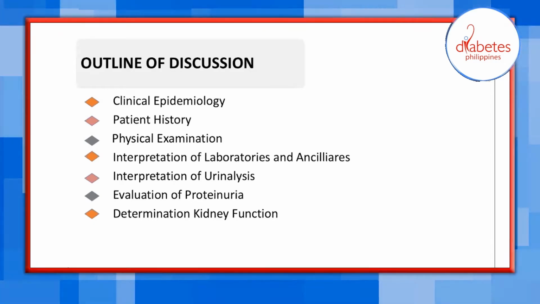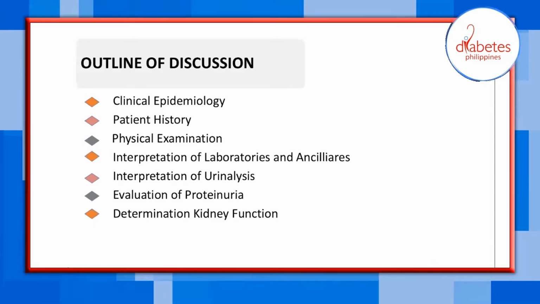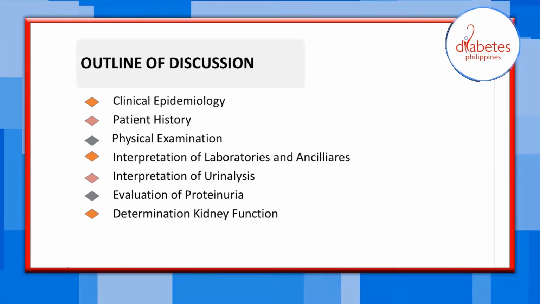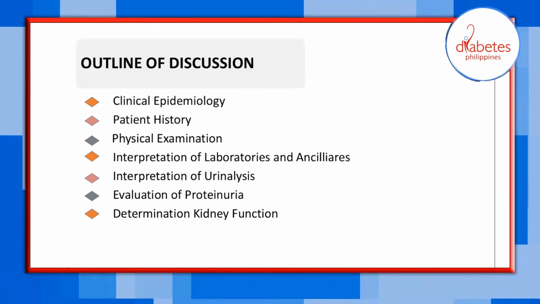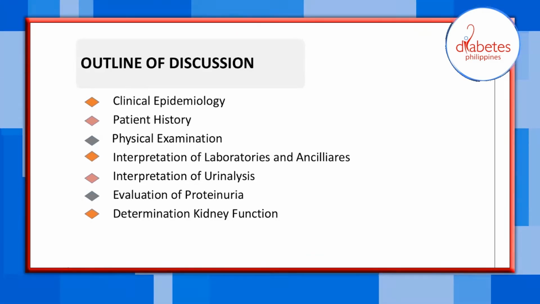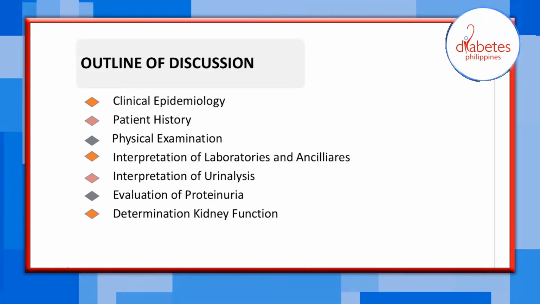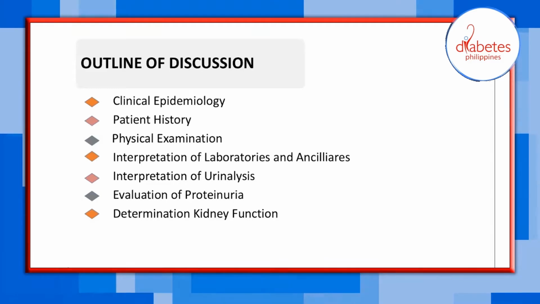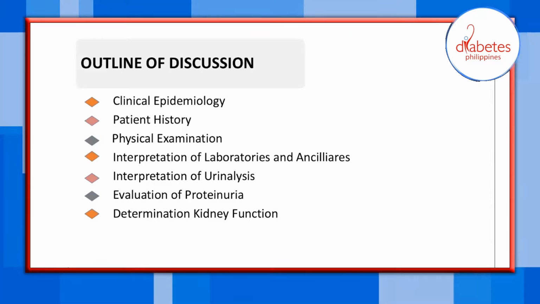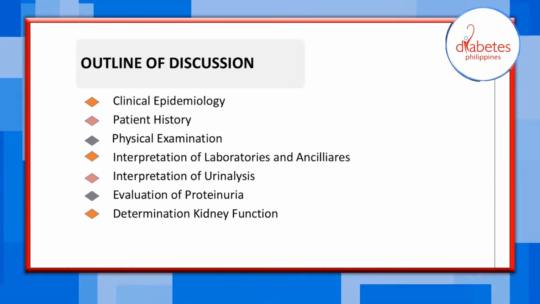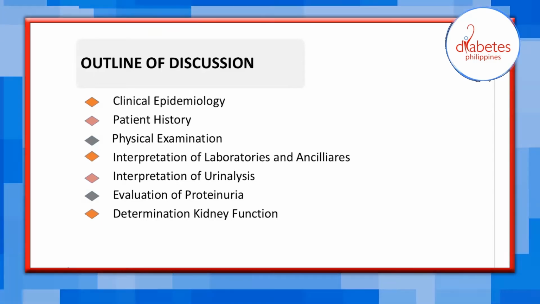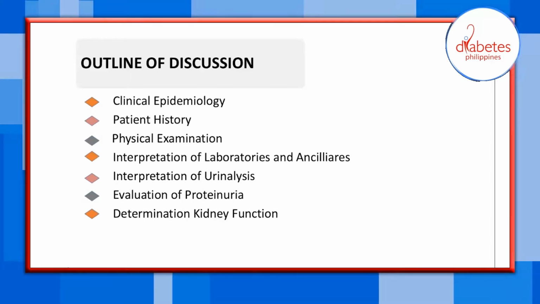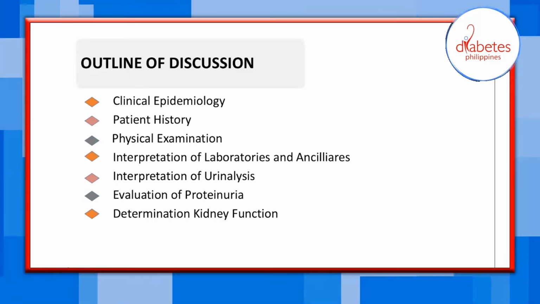To further guide us, this is the outline of our discussion. First, the clinical epidemiology, patient history, physical examination, interpretation of laboratories and ancillaries, interpretation of urinalysis, evaluation of proteinuria, and determination of kidney function. Because not all individuals with diabetes develop all the possible complications, systematic screening for relevant complications has become a major part of diabetes care.